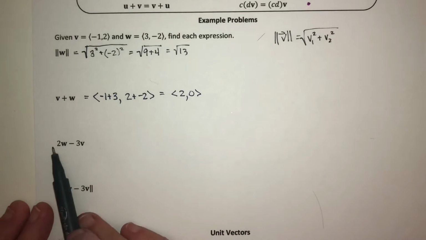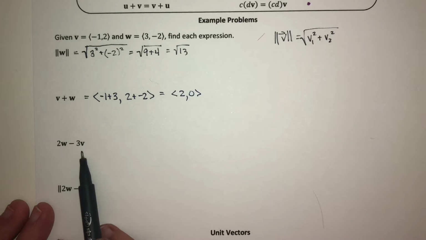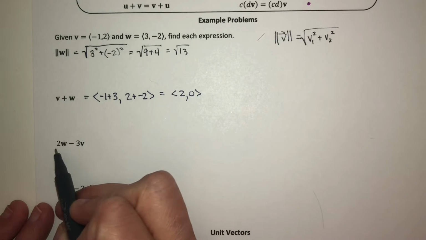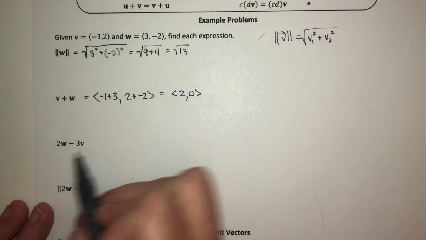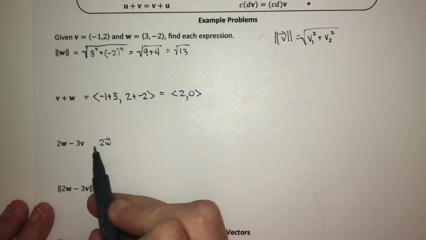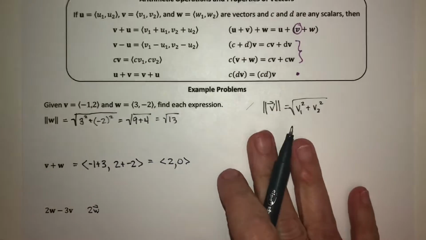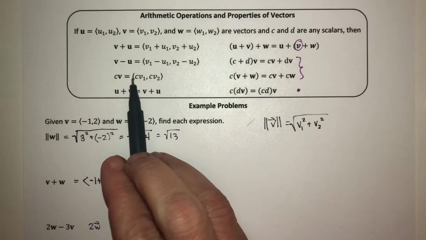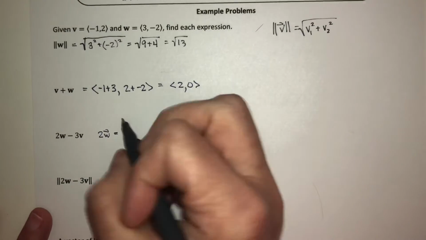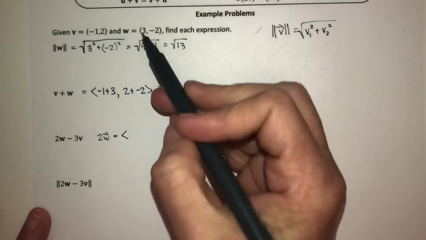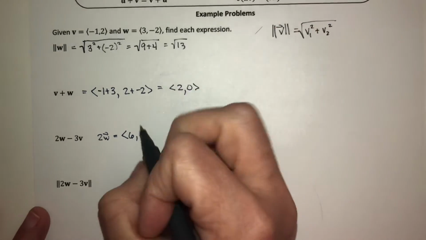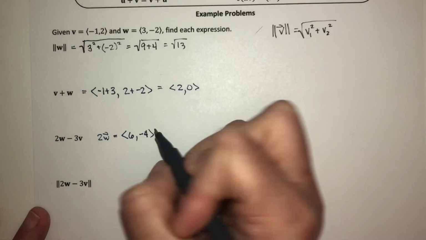Okay, now 2w minus 3v. What I'm going to do is I'm going to calculate 2w first, and then 3v, and then I'm going to subtract them. 2w, this is scalar multiplication. And we know that scalar multiplication, you multiply each component. So 2w would equal 2 times 3, which is 6, and 2 times -2, which is -4.